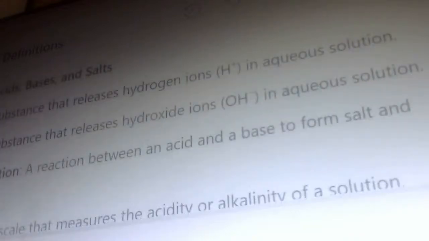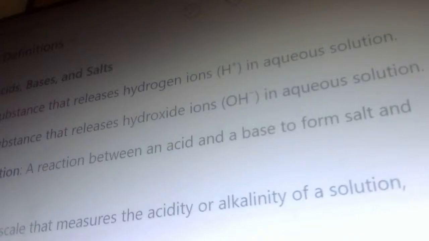Acid: H plus ions in aqueous solution. Acids are sour to taste and turn blue litmus paper red. Bases release OH negative ions in aqueous solutions, are bitter to taste, and turn red litmus blue. Neutralization is between an acid and a base, forming salt and water.